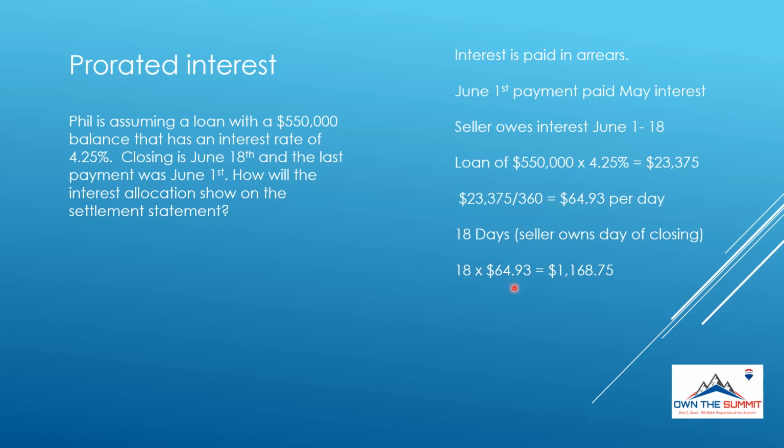How does that show on the settlement statement? It's a debit to the seller of $1,168.75 and a credit to the buyer of $1,168.75.